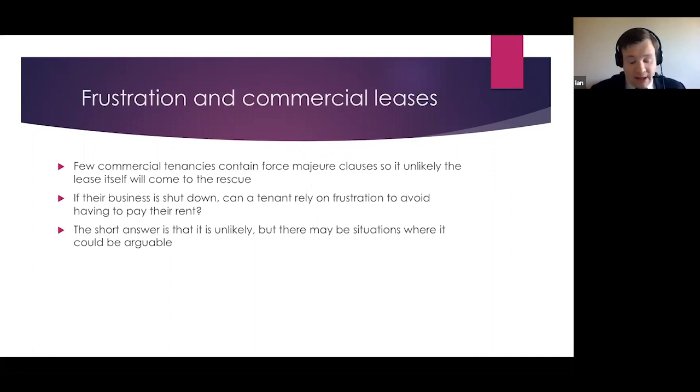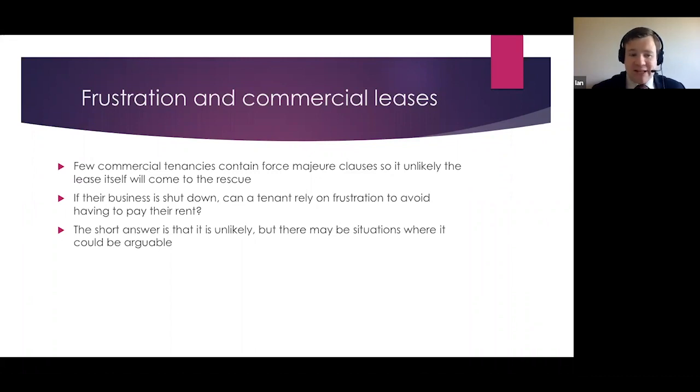Now, it's understandable that prior to the current pandemic, very few commercial lease agreements contained any form of provision in regards to force majeure. Even rarer was any form of provision dealing specifically with pandemics, such as the current COVID-19 pandemic.